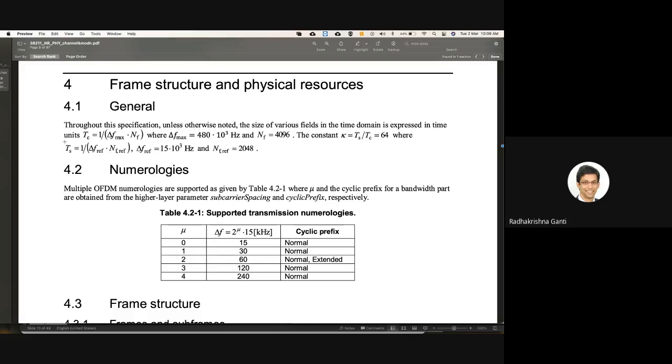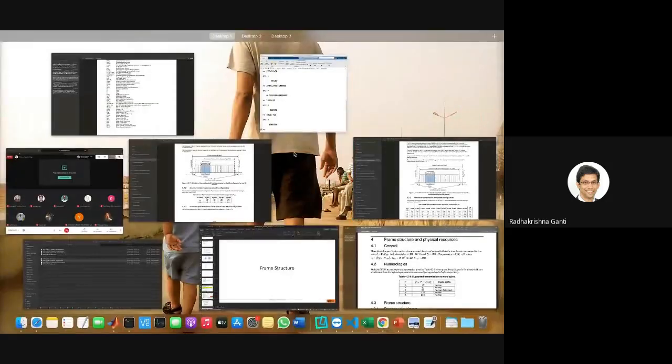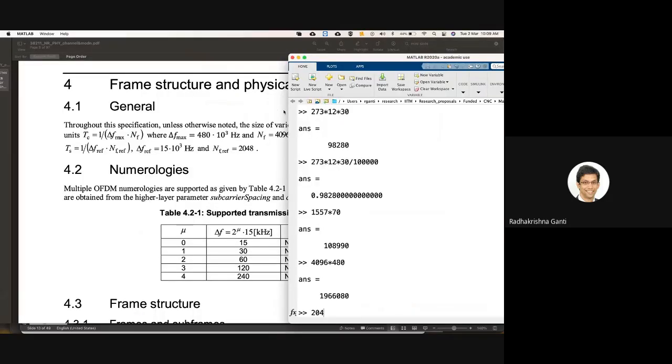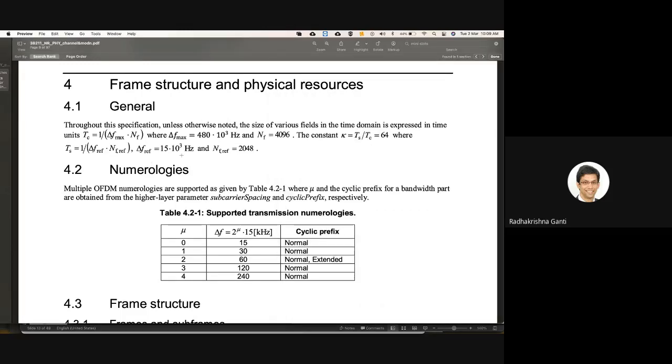They also define something called TS. TS is nothing but 15 kilohertz subcarrier spacing and 2048 subcarriers. This is nothing but LTE. In LTE, what do we use? We use 15 kilohertz subcarrier spacing and NFFT equal to 2048. 2048 into 15 corresponds to 20 megahertz; I'll tell you how later. This corresponds to LTE, 15 kilohertz subcarrier spacing. And they define this small kappa, K, as TS by TC, which is 64.